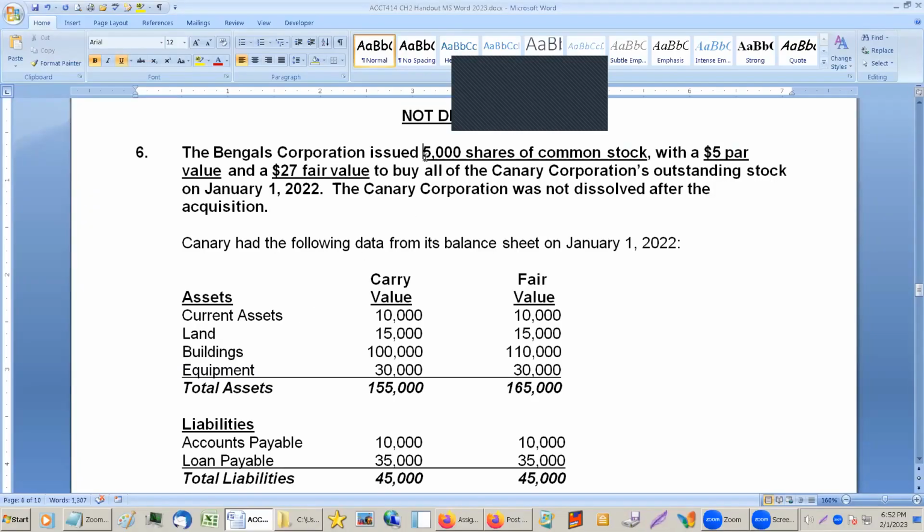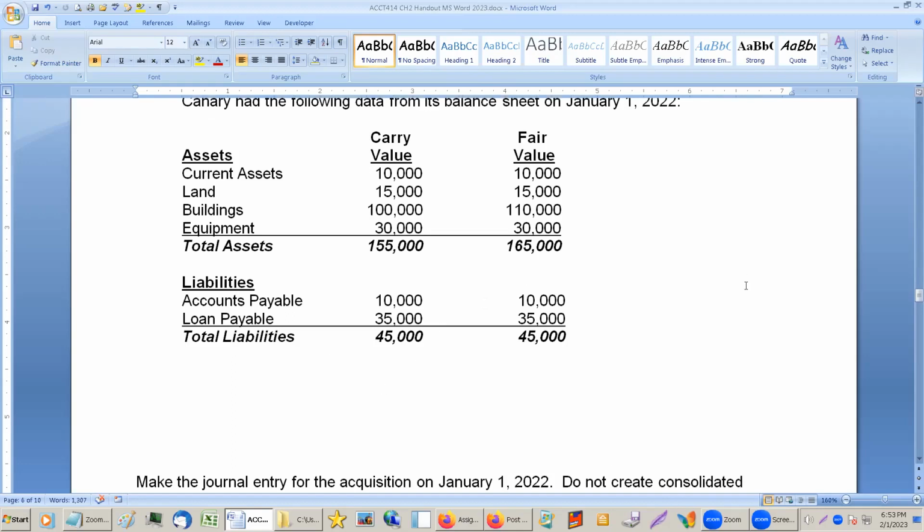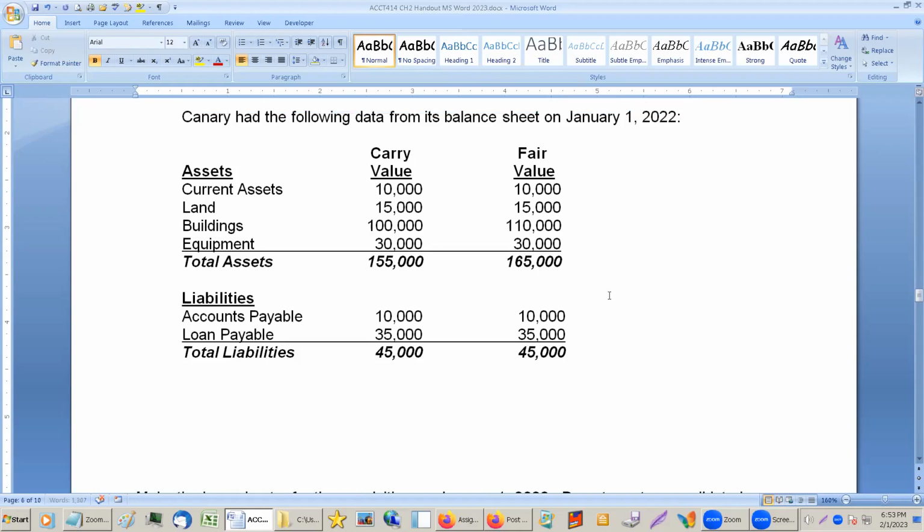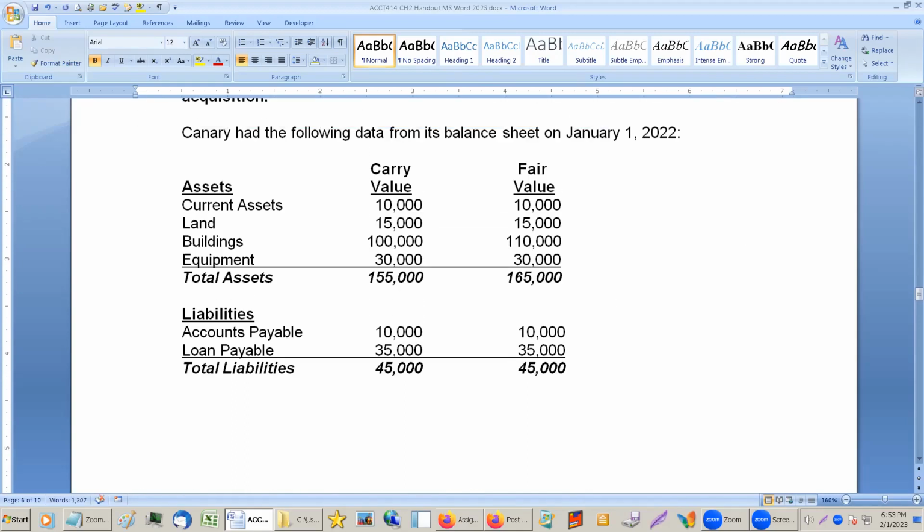But let's see what happens with this. And we always do this at the fair value. Okay, so they issued 5,000 shares of common stock with a $5 par value to buy all of Canary Corporation's outstanding stock. The corporation was not dissolved after the acquisition. Okay, so let's take a look down here and see what they're looking at. So net assets. You don't even need to do this one, but you can. 110,000. The one we're more interested in is this one, which is 120,000.